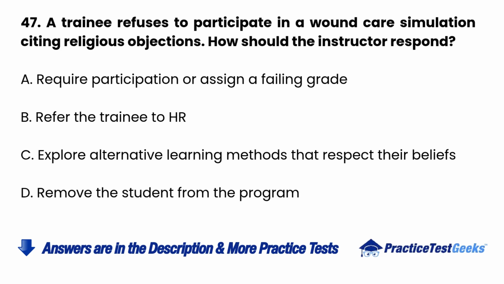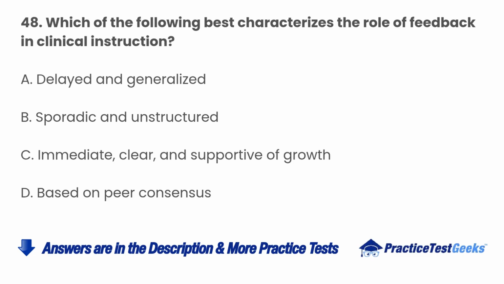47. A trainee refuses to participate in a wound care simulation citing religious objections. How should the instructor respond? A. Require participation or assign a failing grade. B. Refer the trainee to HR. C. Explore alternative learning methods that respect their beliefs. D. Remove the student from the program.